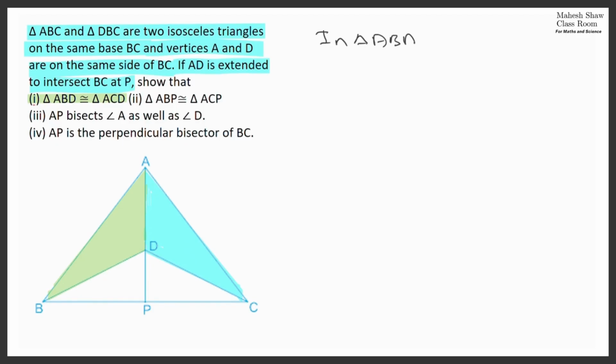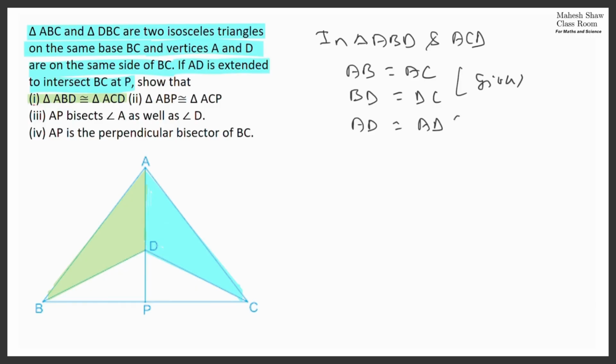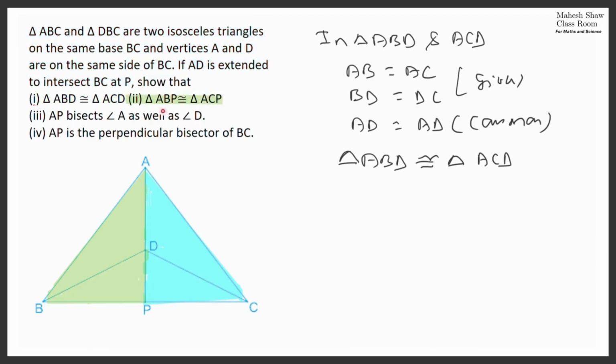So, in triangle ABD and ACD, we have AB equals AC, that is given, and even BD equals DC. These two things are given here. And we have the common side AD. AD equals AD, that's by common side. So therefore, we can write these two triangles, that is triangle ABD, as congruent to triangle ACD. Now in the second part, we need to prove triangle ABP congruent to triangle ACP.